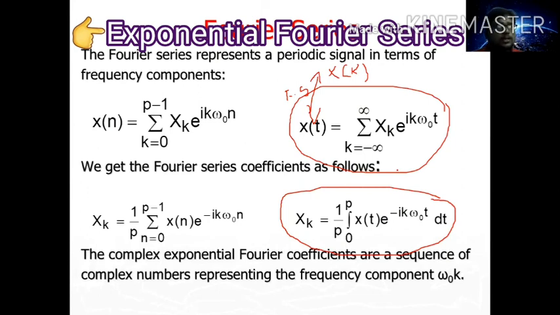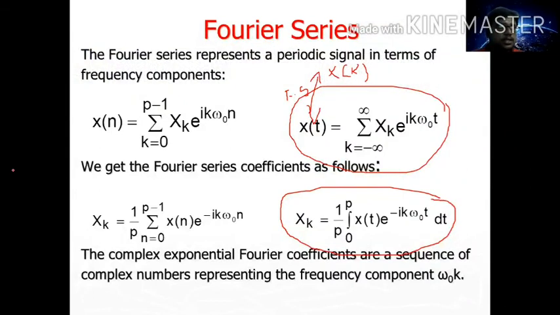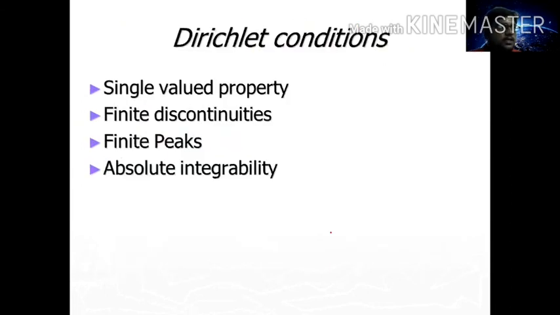So far we have discussed three different types of representation of Fourier series. First one is trigonometric Fourier series representation, second one is compact trigonometric Fourier series representation, and third one is exponential Fourier series representation. Now we move on to Dirichlet's condition. Okay, with this I end this video.